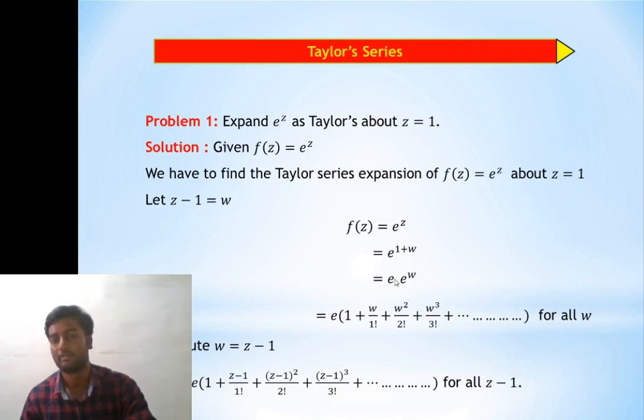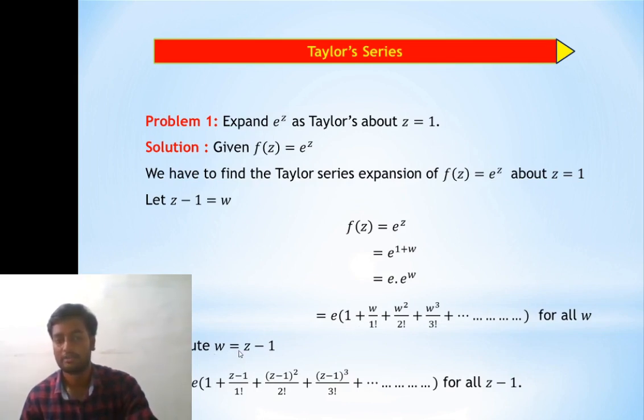Now e into e power w. So this is constant outside and the e power w. So we know that the expansion of e power z is 1 plus z by 1 factorial plus z square by 2 factorial plus and so on. So this expansion is valid in the region for all w. So that means everywhere it is analytic, everywhere it exists.